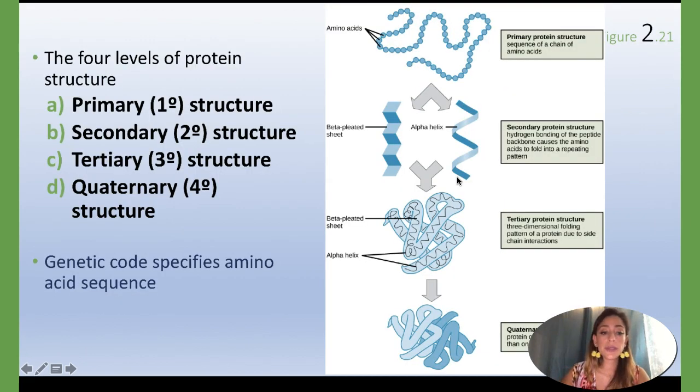Then you have a tertiary protein structure. It's a three-dimensional folding pattern of a protein due to side chain interactions. It's kind of like they twist up and start reacting with itself. Imagine this end comes over here and starts twisting up. That is a tertiary protein structure. And last is the quaternary protein structure, which is when the protein consists of more than one amino acid chain. So this all the way up to here is just looking at this one. Now let's pretend we have 3 or 4 of these. That's a quaternary structure.